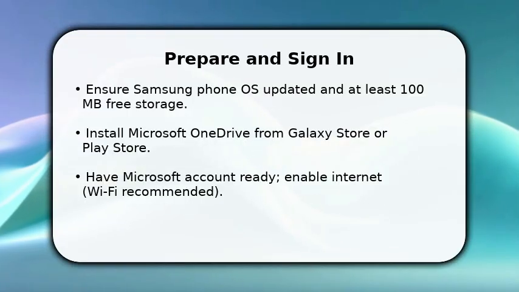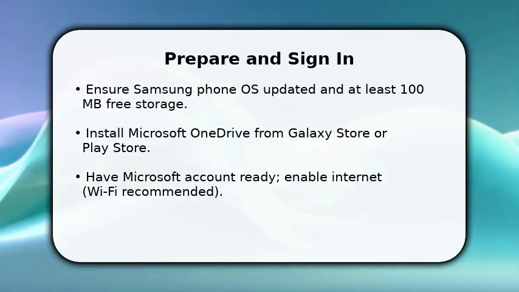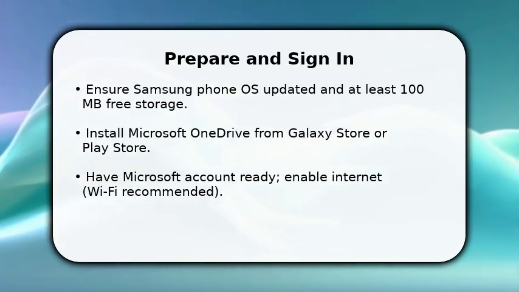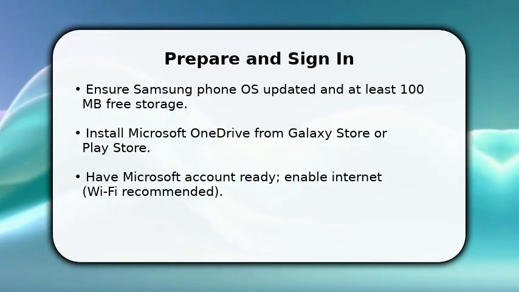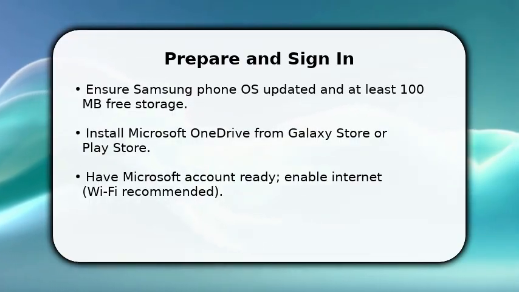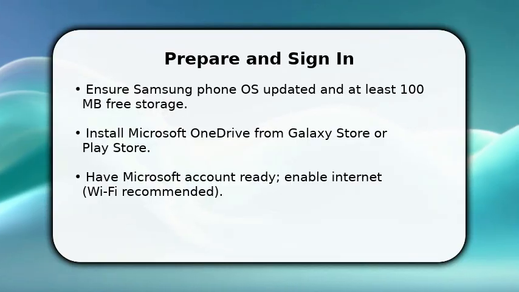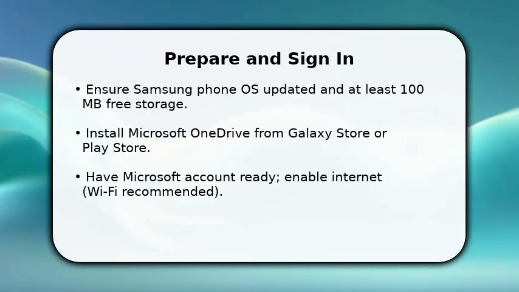You start by preparing the phone and signing in. Make sure your Samsung is updated and connected to Wi-Fi because large uploads use data. Once done, install OneDrive from the Galaxy Store or Play Store. Open the app and sign in with your Microsoft account.